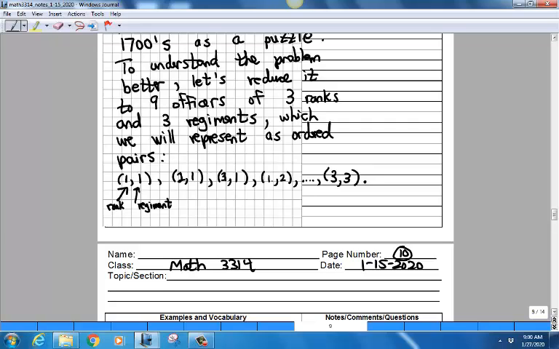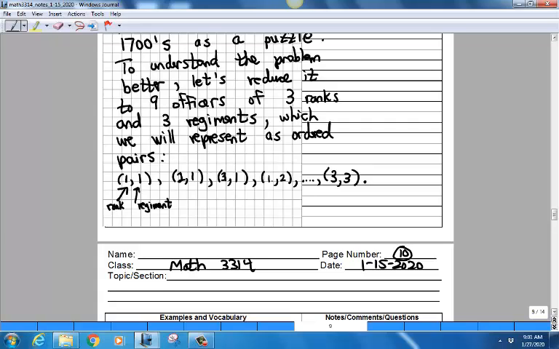So this officer is rank 1, regiment 1. This is rank 2, regiment 1, and so forth. I put everybody from the 1st regiment first in this list, and then this is rank 1 but regiment 2, and so on and so forth, down to the last person here, who is rank 3 and regiment 3. So how many ordered pairs do I have there? 9, of course, that's the 9 officers, correct?